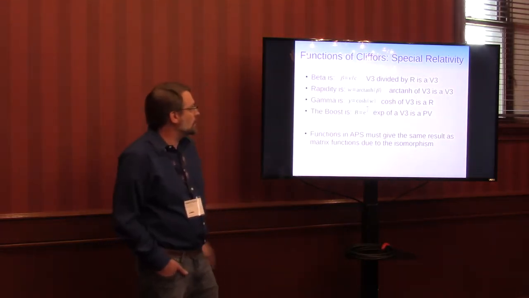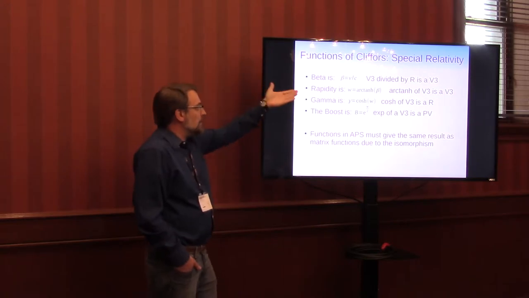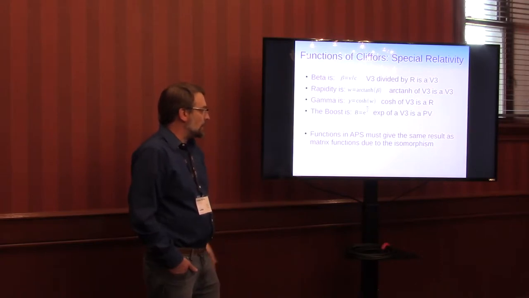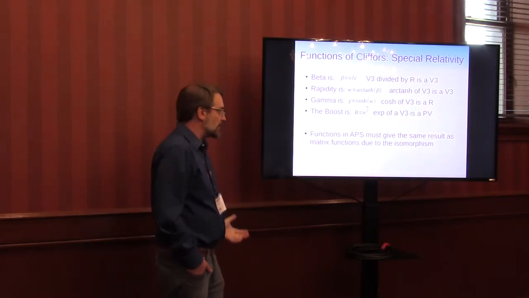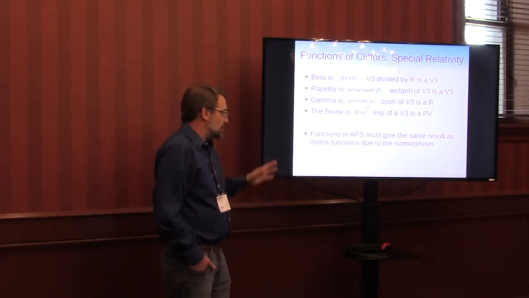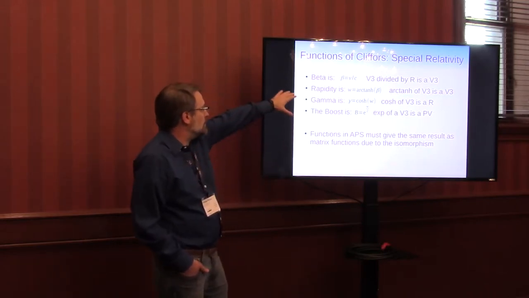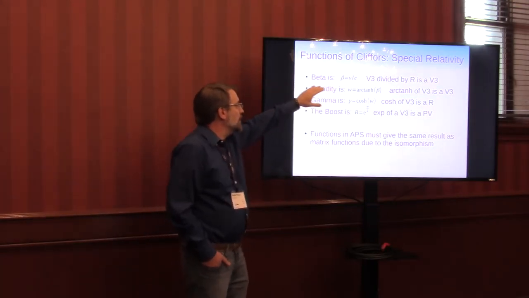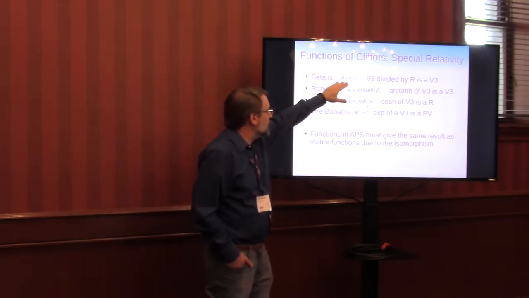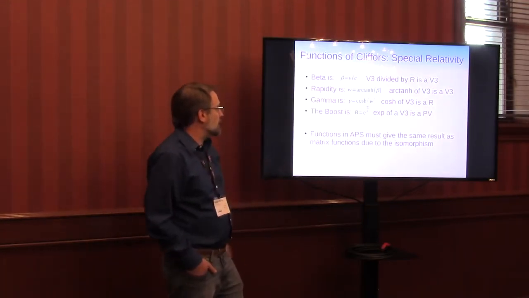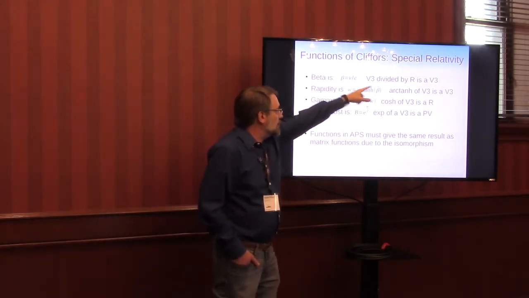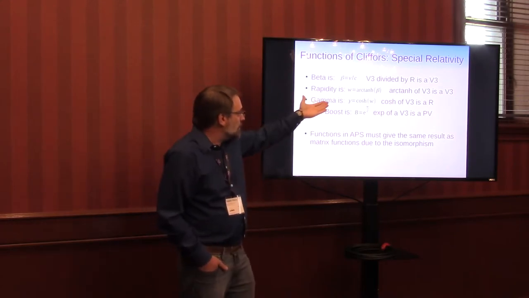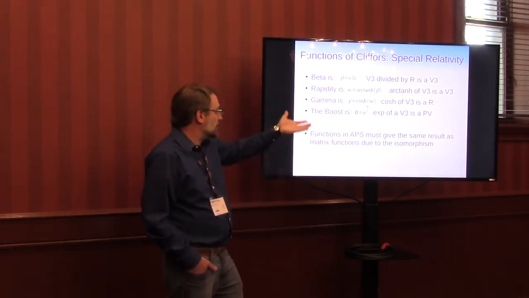So, functions of Clifford's. Something important in special relativity is the use of these hyperbolic transformations, like in the Lorentz transformation, boosts and rotations. And so it's pretty convenient to be able to write software in a simple form, like a vector divided by a real, and that would be a vector, and then to do, like, arctangent on a vector, and you get arctangent.